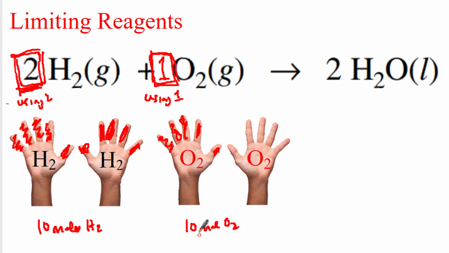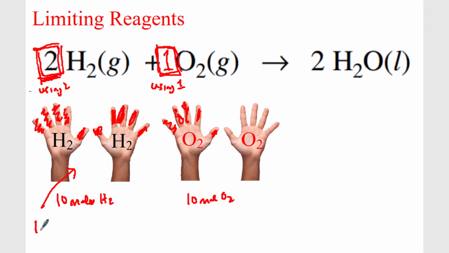Who has run out of their fingers? This guy, right? This is what we call the limiting reagent. The oxygen gas is in what we call excess, what's left over. And once you're done with one of your reactants, your reaction's done. It's over. Because you need this and you need this to make water. So if we've run out of hydrogen gas, that basically tells you how much water you can actually make.